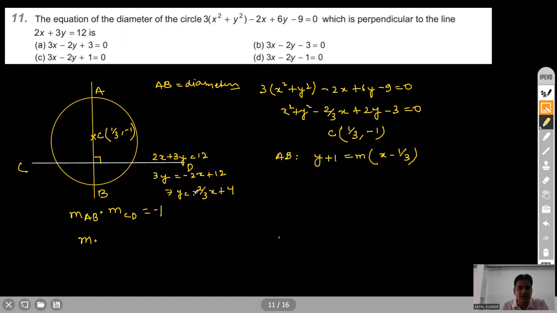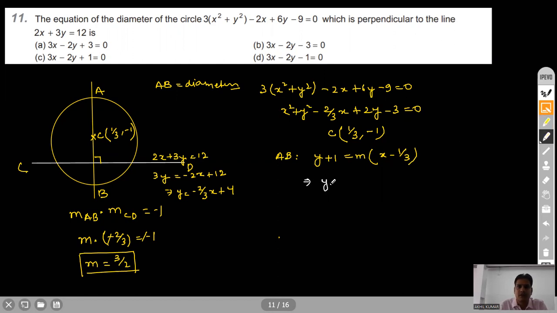This is what this equation is becoming, dividing by 3: minus 2/3 into x plus 4. So slope of CD is minus 2/3, and that should be equal to minus 1. So our slope of AB is coming out to be 3/2. So we are done with this question.